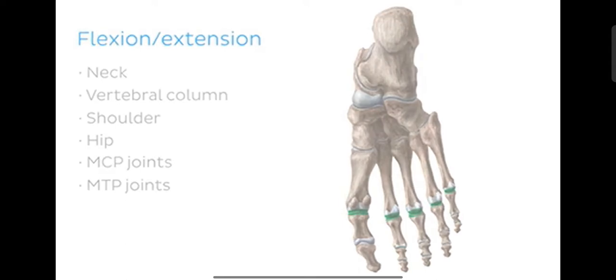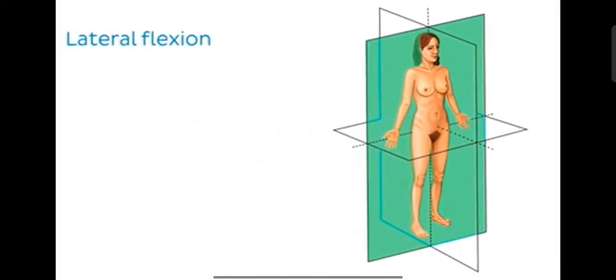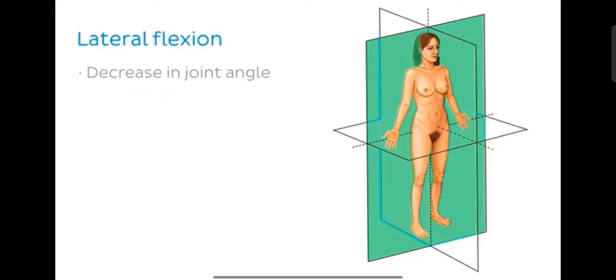Now let's discuss a similar movement which is known as lateral flexion. It's time for an image. Here we have the coronal plane highlighted in green. It's the vertical plane running through the body from side to side, and lateral flexion is a decrease in joint angle of a midline structure in the coronal plane.